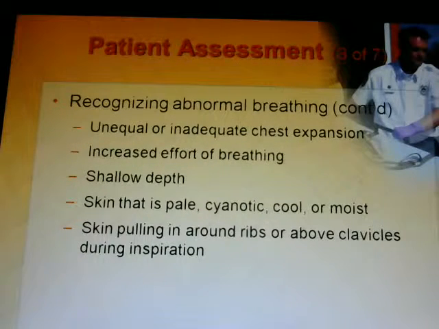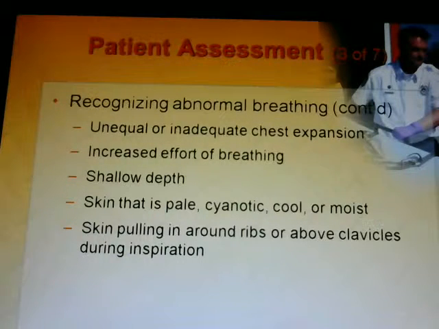Shallow depth of their breathing. Some are breathing very, very shallow. Skin that is pale, which is palish in color, whitish color, gray color. Cyanotic is blue. You're not supposed to be blue unless you're a Smurf or a member of the Blue Man group. But if you are blue, there's a problem. Cool and moist. Pale, white, and gray. Cyanotic means blue. Cool and moist.